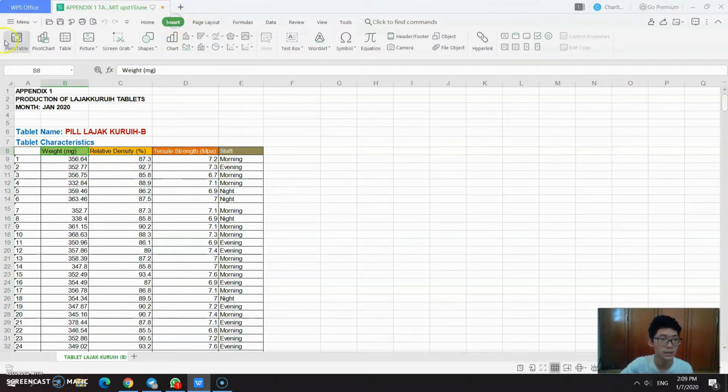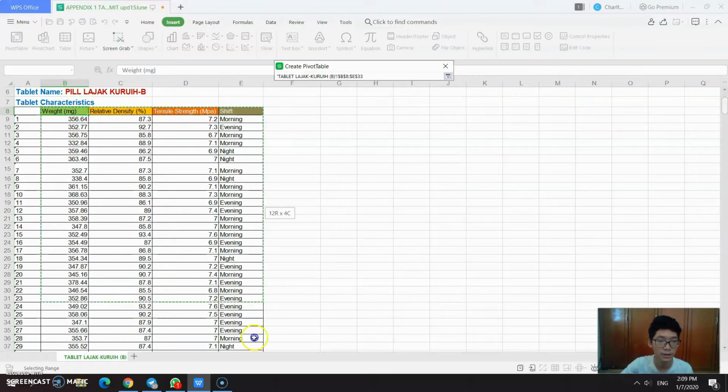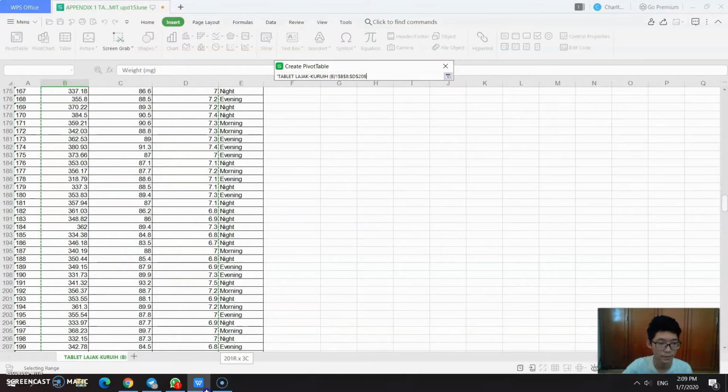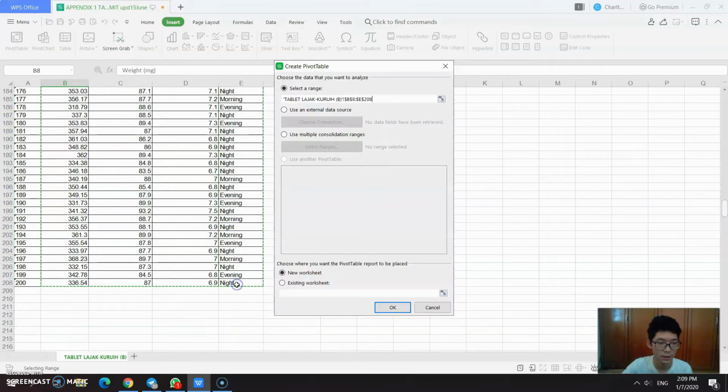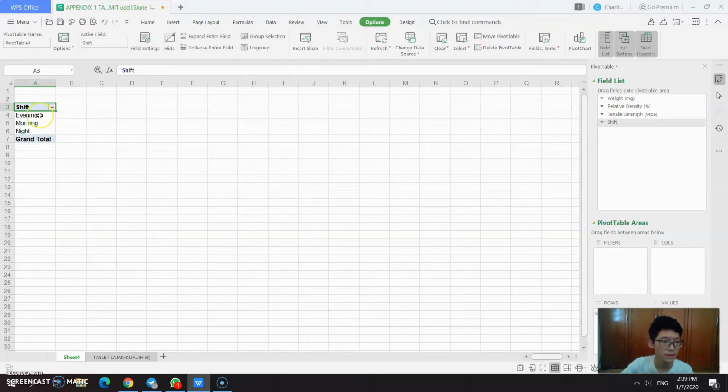So first, as you can see from the screen, there's our data for our group. First we go to insert, pivot table, and then we select all the data from the top until the very bottom, which is here. Okay, new worksheet, click OK. After that, in this new table, on the right hand side we can see there's weight, relative density, tensile strength, and also shift. So in our group, we choose the shift as our row labels. So we can see evening, morning, and night.